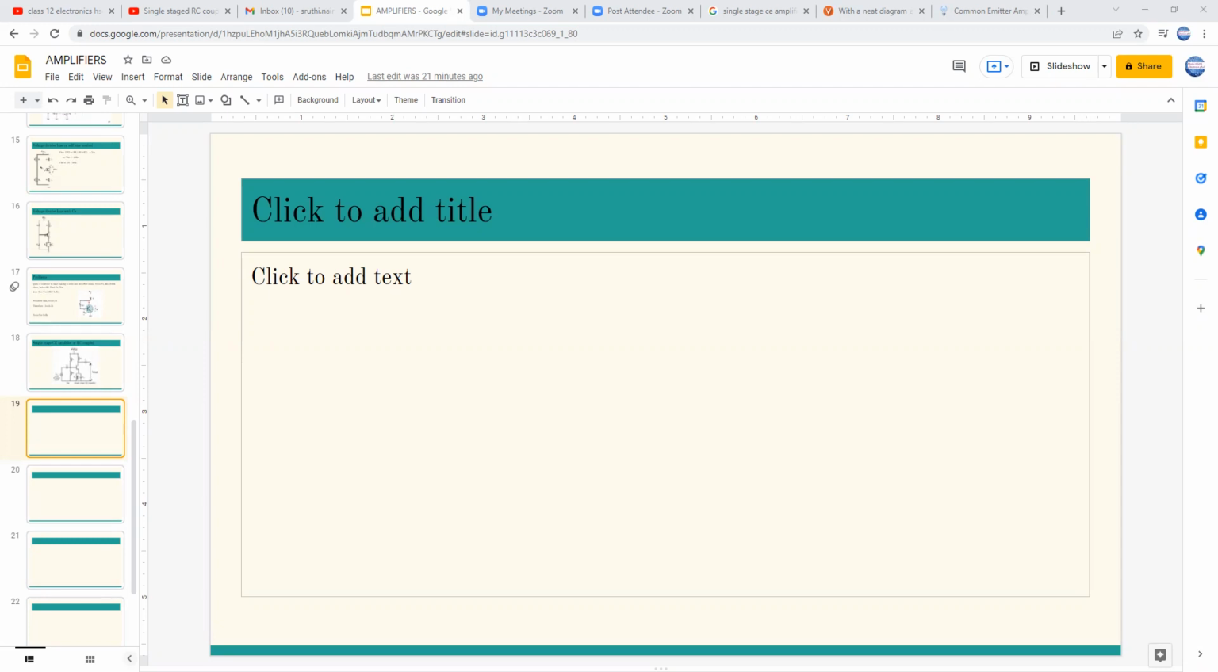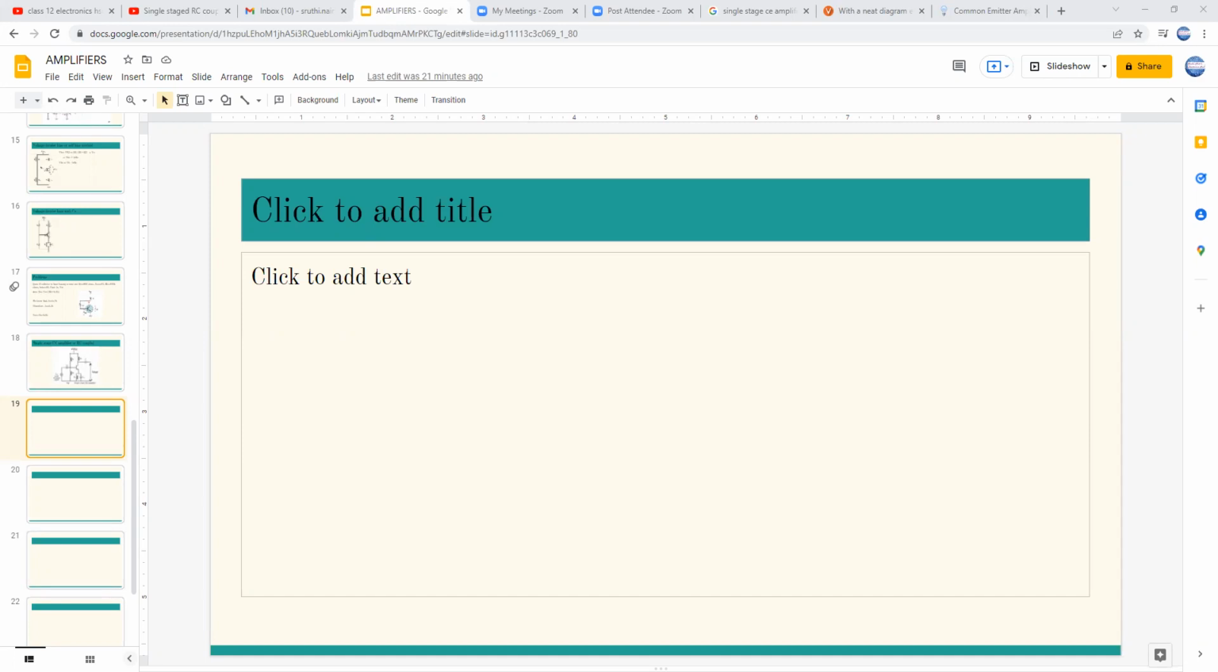Now let us go to the next part, the frequency response. What do you mean by frequency response? If you want, I'll show you the question which can be asked. Draw and explain the frequency response of RC coupled amplifier. Okay, this is what we are going to do now.